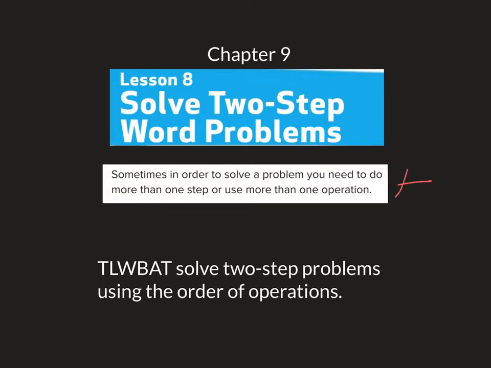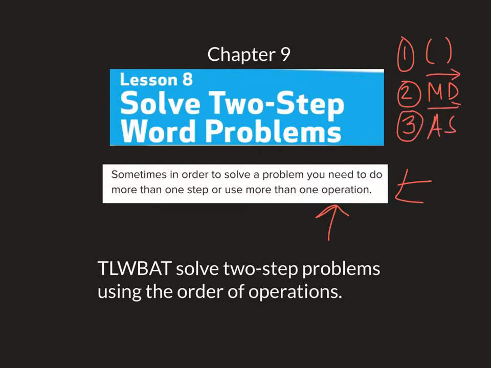Sometimes in order to solve a problem, you need to do more than one step or use more than one operation. We've talked about before, the first thing we always do is parentheses, which means do it first. If there's no parentheses, then we do multiplication and division from left to right, and then our third step would be addition and subtraction from left to right. Notice how those are on the same level. Multiplication does not always come before division. It is just always working from left to right.